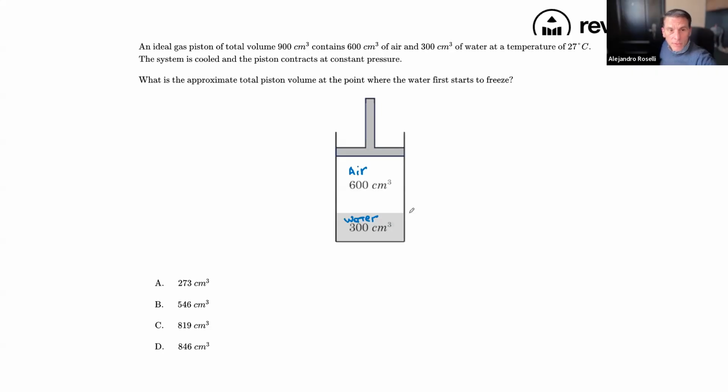The system is cooled and the piston contracts at constant pressure. Okay, pressure remains constant. What is the approximate total piston volume at the point where the water first starts to freeze? Okay, big question. What is the point where water first starts to freeze? You should know that that happens at 0 degrees Celsius, which corresponds to 273 Kelvin. Otherwise, there's no way out of this problem. You need to know that.